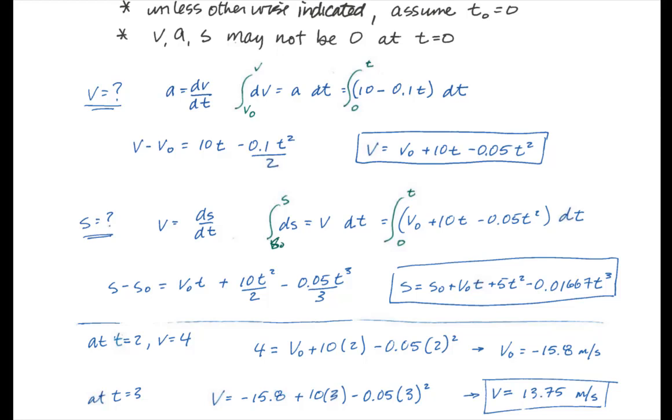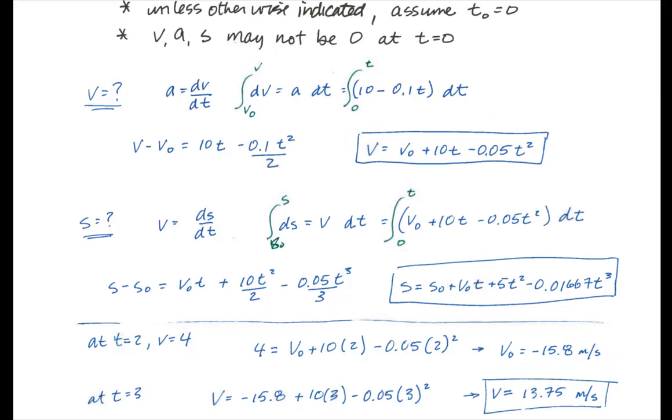Well, can I discover something? Here's my expression for velocity. So I'm going to put velocity equal to 4 when t is equal to 2. I'm going to plug all those things in there, and here I can solve for v naught. When I solve that for v naught, then I can find out what v is at t is equal to 3.